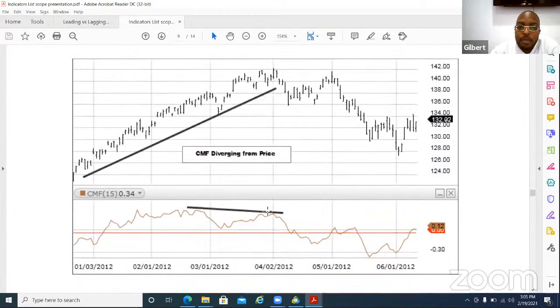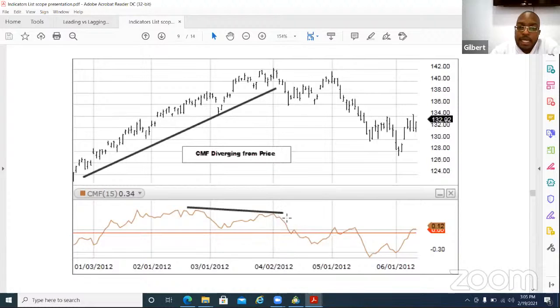So here is our CMF, and you can see the indicator is telling us that the volumes are going down. Remember, it's a volume indicator. We were in an uptrend, and the volumes were rising, but then they seem to be slowing down. This is what we were calling divergence. The volumes are falling, however, the prices were still rising.